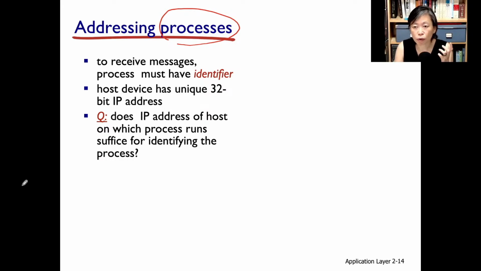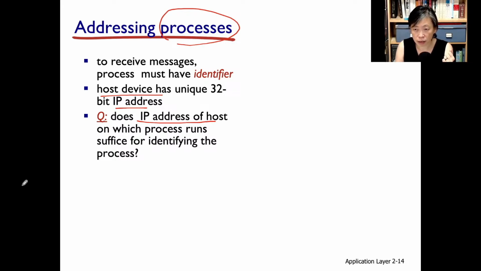Well, first is, of course, try to find the machine the process is running on first. How do we identify a machine on the internet? Yeah, we do have the IP address. You guys should all have heard about the IP address. It's a 32-bit long number. With this IP address, we identify a machine.